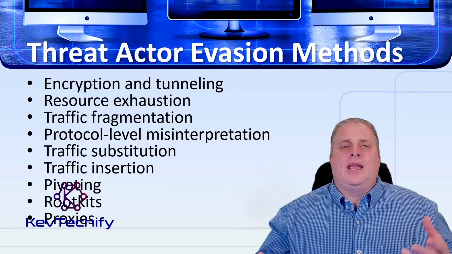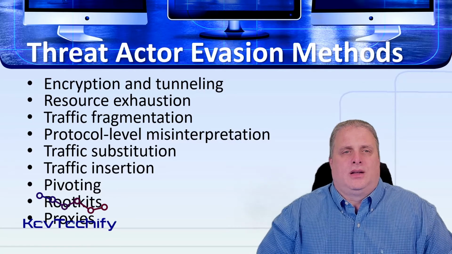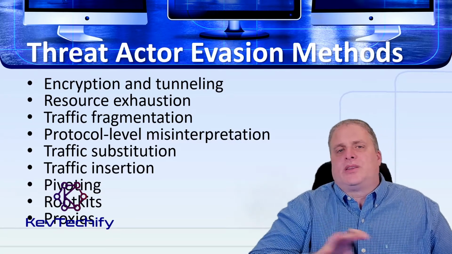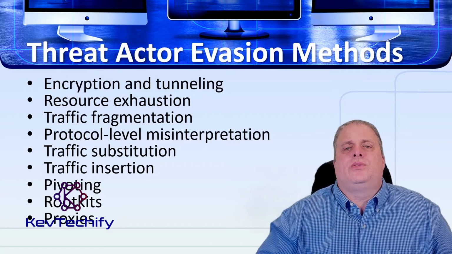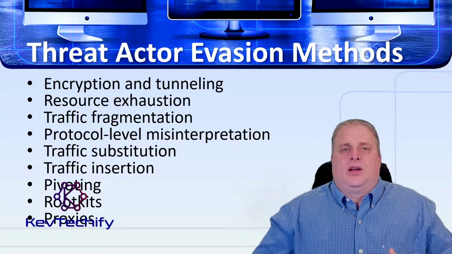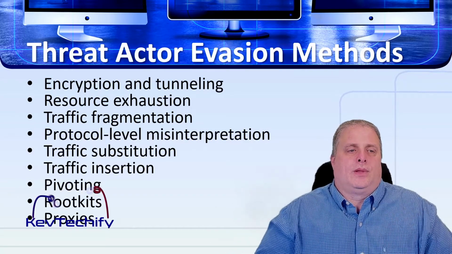Tunneling can mean hidden, stolen data inside of legitimate packets. Resource exhaustion, this evasion technique, makes the target host too busy to properly use security detection techniques. So it just overloads the processor. And because it's overloaded, they can't do real-time scanning.